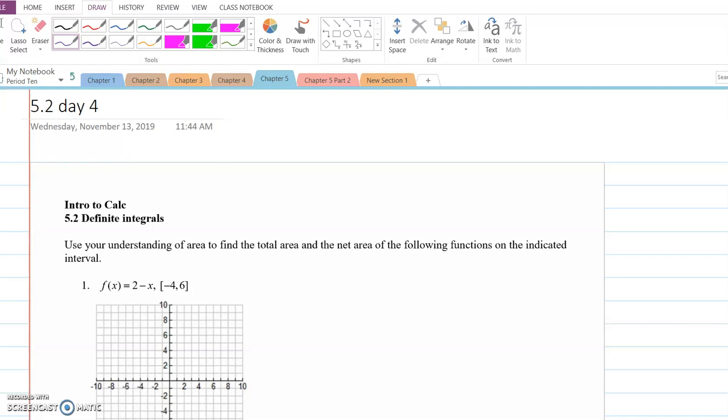Hi, Intro to Calc. This is 5.2, Day 4. This is our last day on 5.2. Use your understanding of area to find the total area and the net area for the following functions.